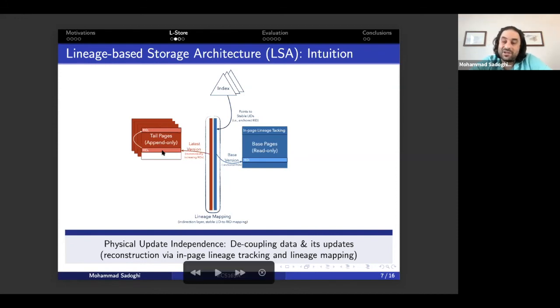And in order to find the latest version of it, I go to this indirection mapping, and this mapping converts a LID to a read. The LID is the initial inserted read, and the current physical read is the last version of the record that was added as a tail page. So that's the differentiation between LID and read.